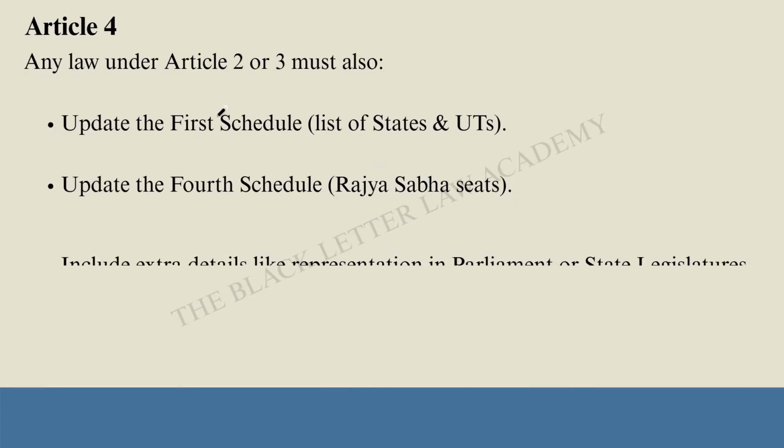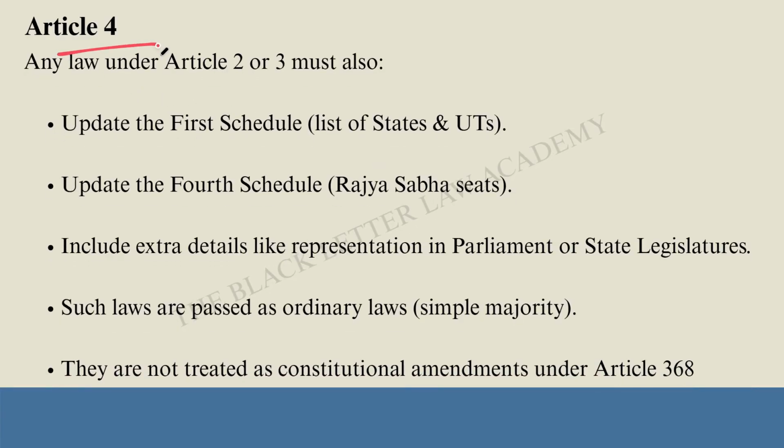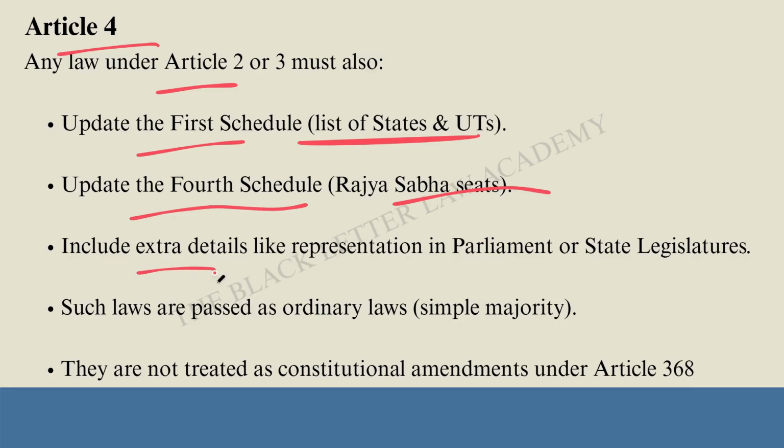Now let us understand Article 4 of the Indian Constitution. Article 4 explains what happens after a law is made under Article 2 or Article 3. It says that any law made under Article 2 or 3 must also update the Constitution in certain places. First, it must update the First Schedule, which contains the list of states and union territories. Second, it must update the Fourth Schedule, which deals with Rajya Sabha representation. Such a law may also include extra or incidental details like representation in Parliament or state legislatures.